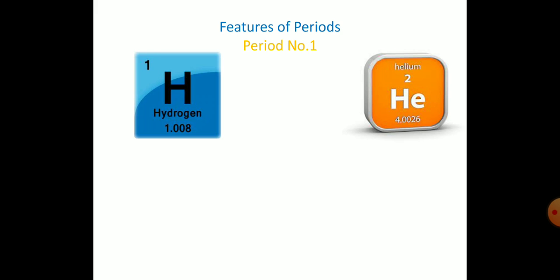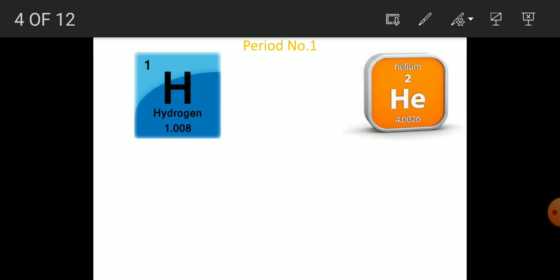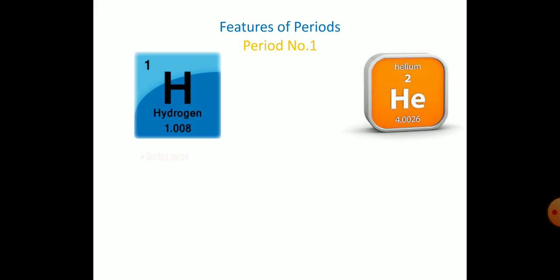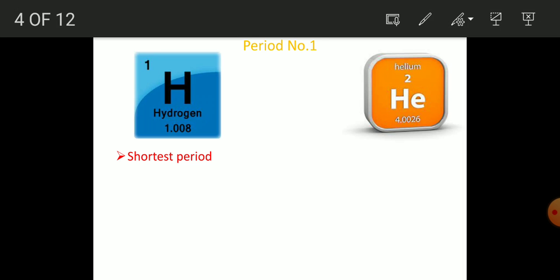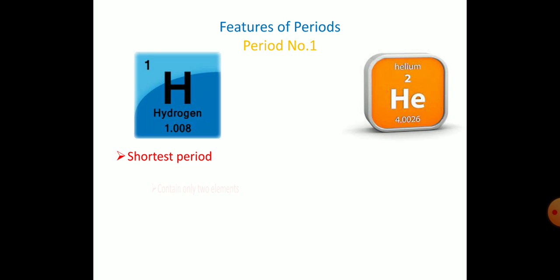Then its nature. This period number 1 is called the shortest period. Since it possesses only 2 elements, it is called the shortest period. In the second point the reason is given why it is called the shortest period. It contains only 2 elements. What are those 2 elements? Hydrogen and helium.